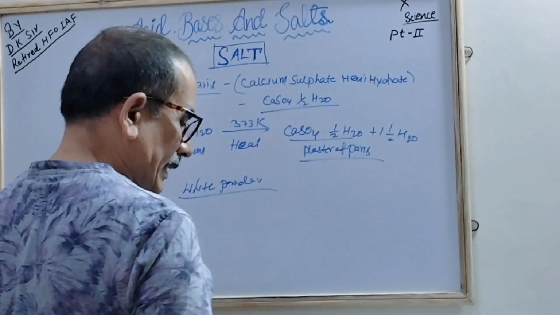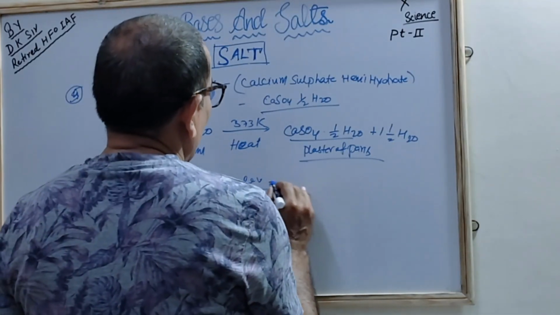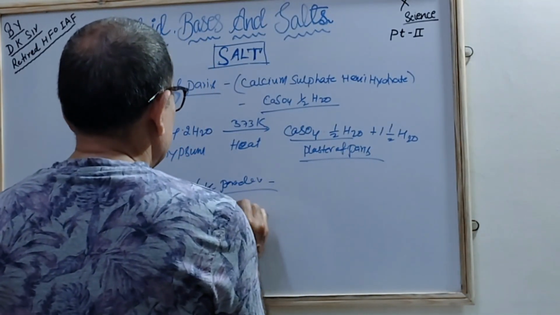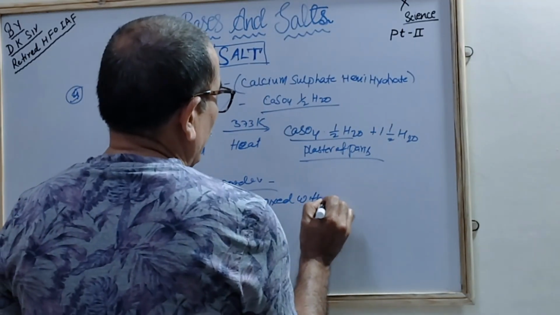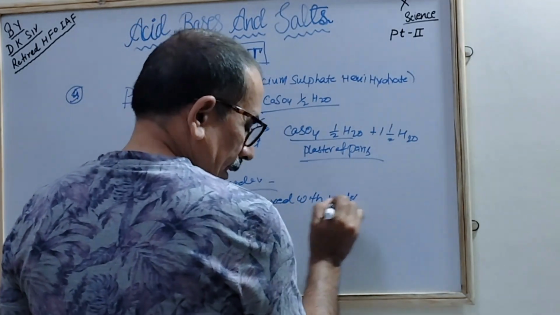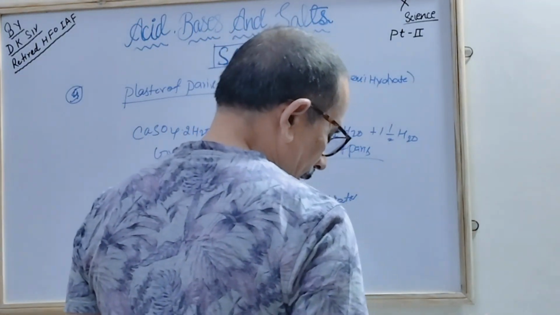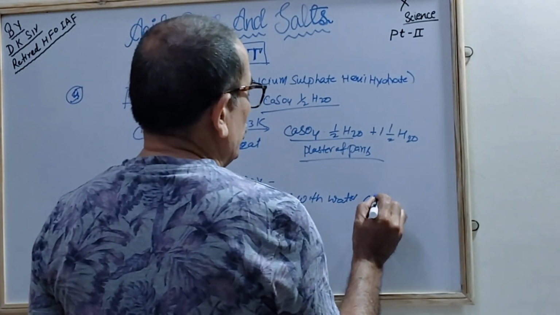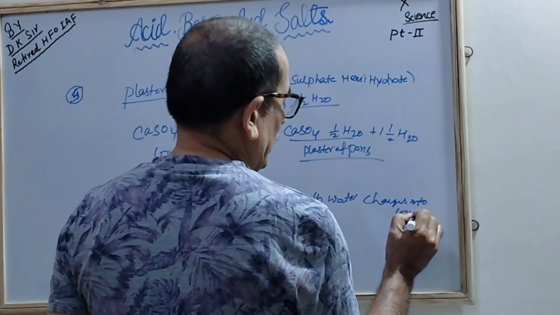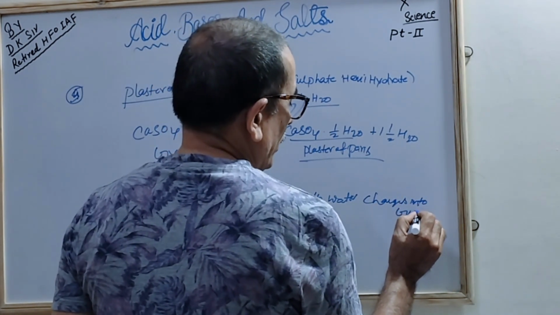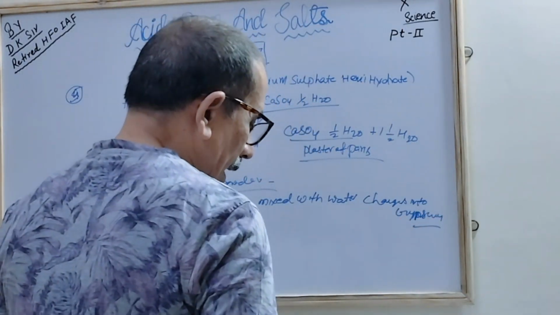So the plaster of Paris is a white powder. It is not so hard. When it is mixed with water, the white powder changes into gypsum. Changes into gypsum. That becomes hard. The gypsum gives a hard solid mass.